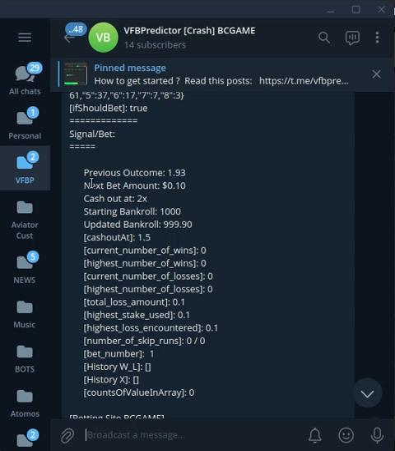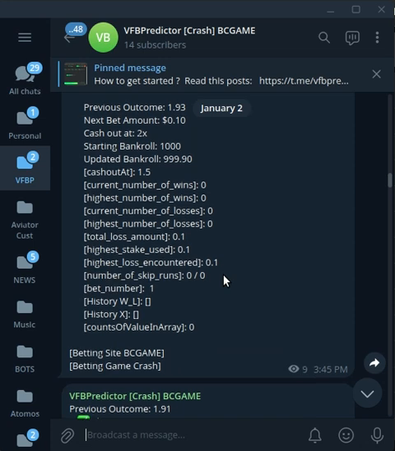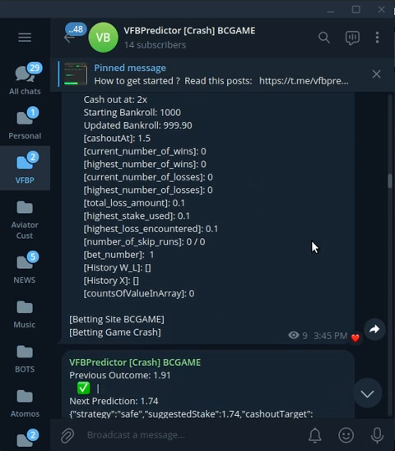This signal told us to bet with the amount of 0.10 and cash out at 2x. So did that win? The outcome was 1.91, which did not go over the 2x that was expected. Because for you to win in a crash game, if you decide to cash out at 2x, the outcome should be over that 2x, right? So this one was a loss.